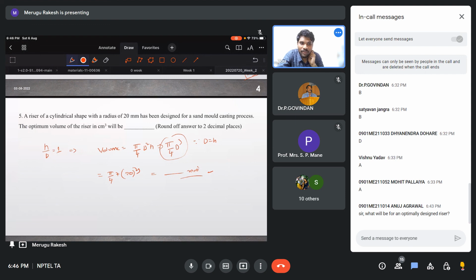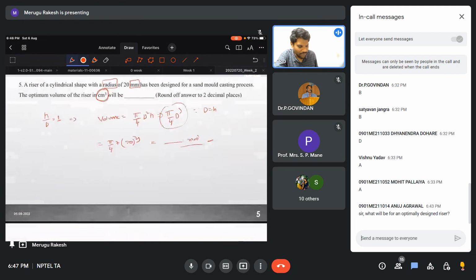But what we have to see is in which unit they are asking. The concept is okay, but this is more important while answering these numerical questions, because the radius is given in mm, and finally they are asking for centimeter cube. So it is not diameter, it is radius, and it is given not in centimeter, it is in mm. So let us calculate everything in centimeters to avoid that confusion.